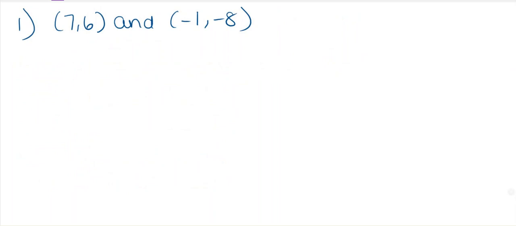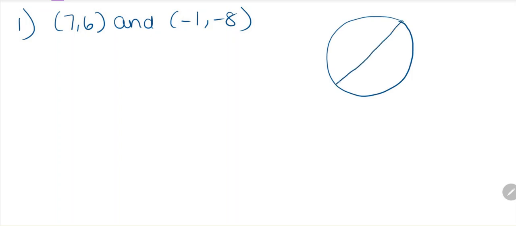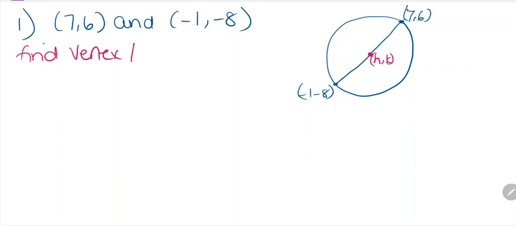Okay, so question 1. We're given a circle, and we're told that our diameter is from 7, 6 to minus 1, minus 8. So we need to find the center, the vertex (h, k). And to do this, we're going to use the midpoint formula.